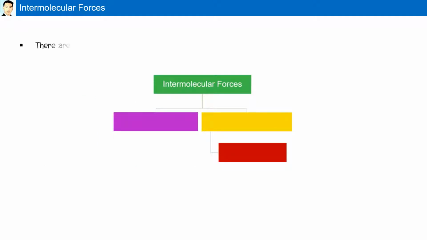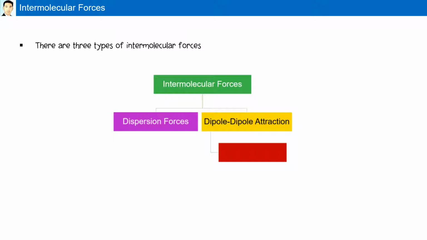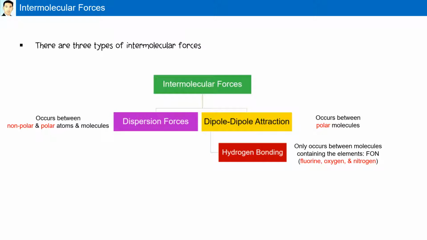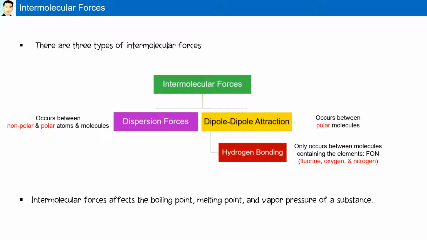Intermolecular forces. There are three major types of intermolecular force. They are dispersion forces, dipole-dipole attraction, and a special case of dipole-dipole attraction called hydrogen bonding. Dispersion forces occur between nonpolar and polar atoms and molecules, while dipole-dipole attraction occurs in polar molecules, and hydrogen bonding occurs between molecules containing fluorine, oxygen, and nitrogen. Intermolecular forces affect the boiling point, melting point, and vapor pressure of a substance.